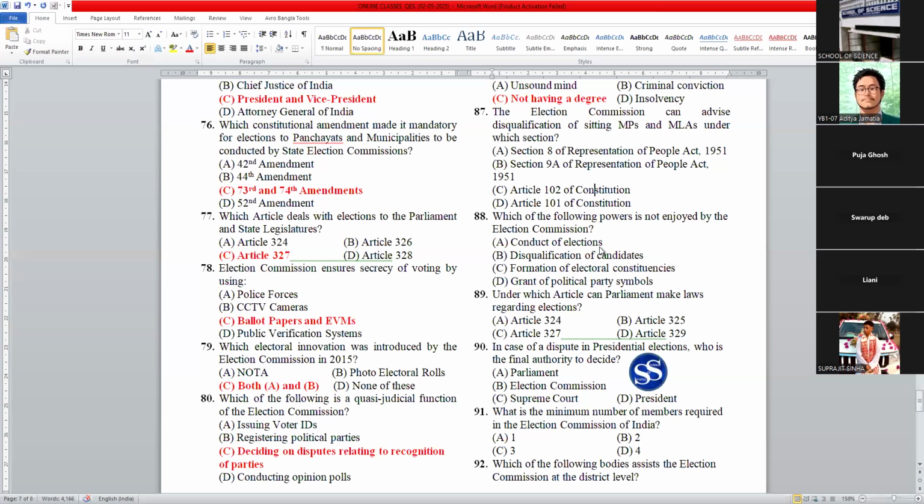Let's discuss question number 87. You take your time and answer me. I give you much time to answer this. The Election Commission can advise disqualification of sitting MPs and MLAs under which section? Section 8 of Representation of People Act 1951. You think and tell me. So this question is there in your exam. What will you do? Section 9A. This question comes, what will be your answer?